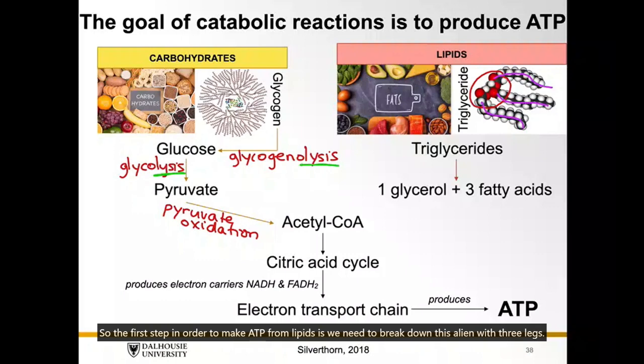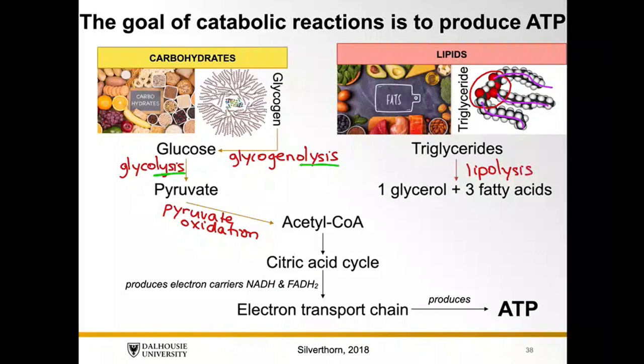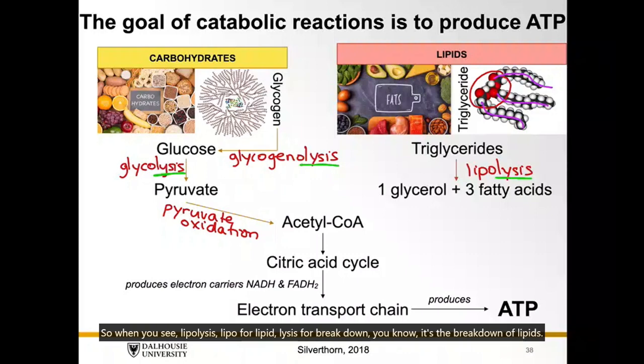So the first step in order to make ATP from lipids is we need to break down this alien with 3 legs. We need to break down this triglyceride into its individual components. And that's what we see here. The first step is breaking down triglyceride into 1 glycerol and 3 fatty acids. This reaction is called lipolysis. Once again, notice how it ends in lysis. So when you see lipolysis, lipo for lipid, lysis for breakdown, you know it's the breakdown of lipids. More specifically, it's the breakdown of triglycerides.